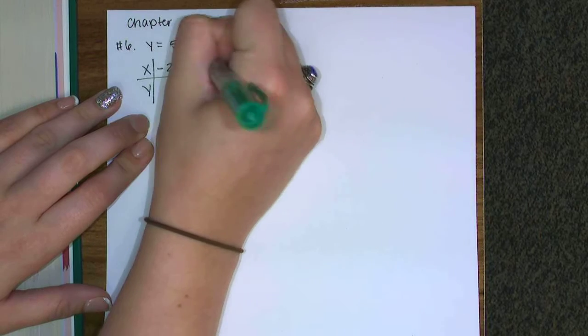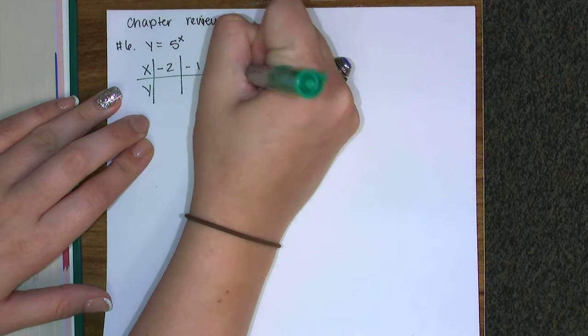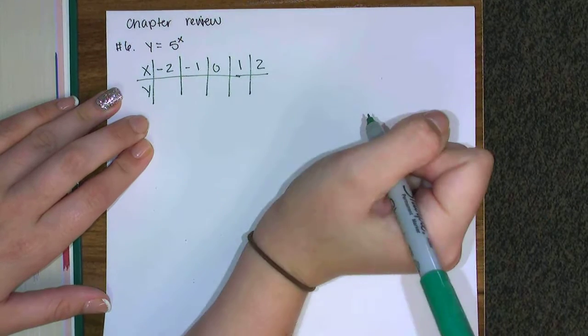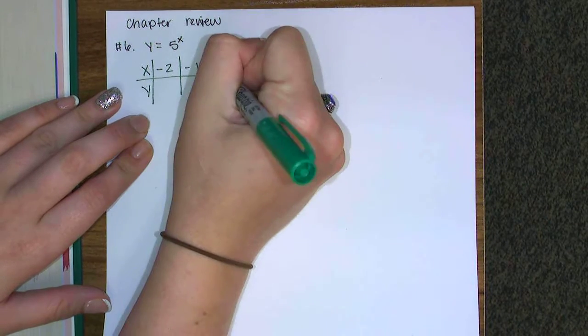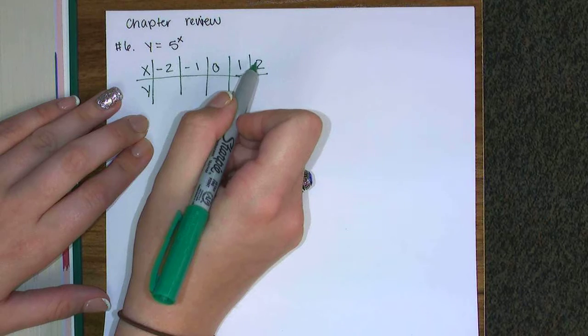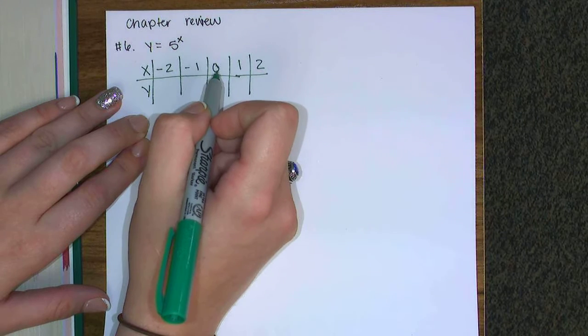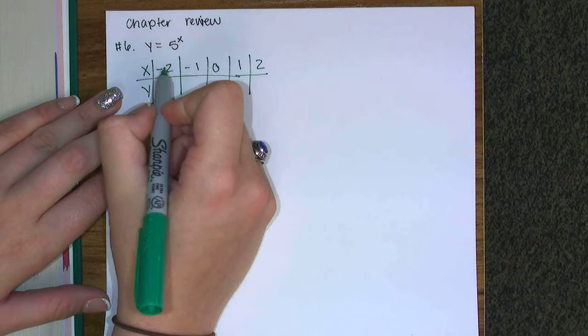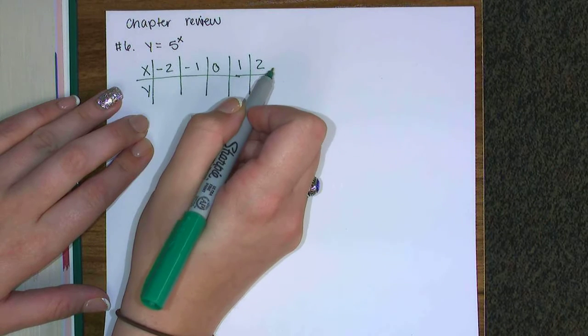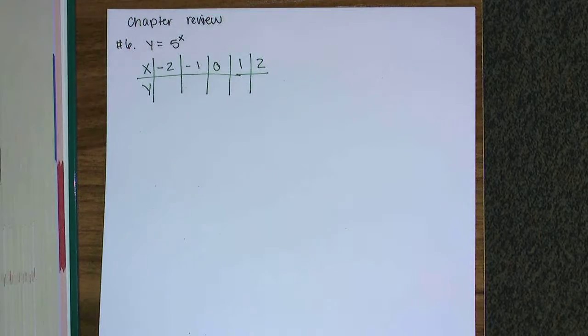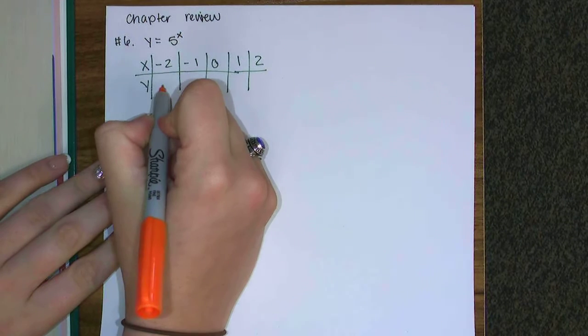X's are always -2, -1, 0, 1, 2. These are the 5 values. If I don't see these 5 values, I'm not even going to look at the problem. It's going to be wrong. You have to have these 5 values written out here. Now, we got to find the y value.